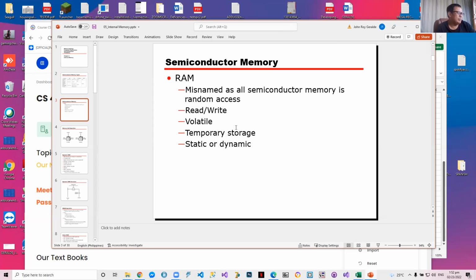Temporary storage, which means that you know what a RAM is, no? You follow? Read write, no? Static or dynamic. We'll talk about the difference between static and dynamic, no? SRAM or DDR or SDR. Okay, do you follow? Pag static, SDR, no? Pag dynamic, DDR.